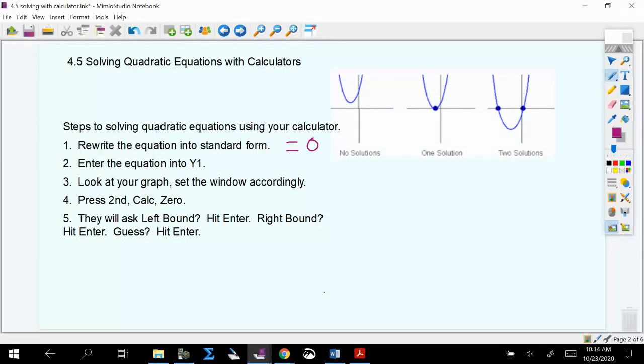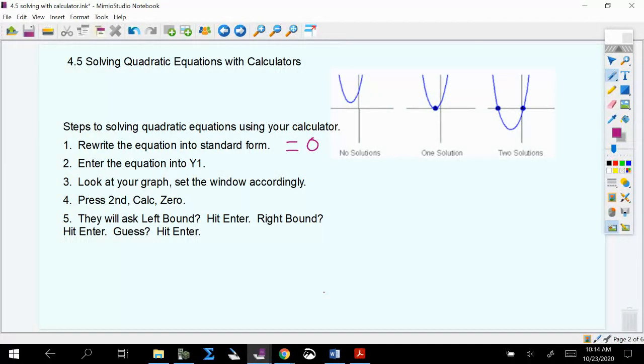Once you enter your equation into Y1, you're going to look at the graph, and I'm going to show you how you can move your window around. Your traditional window, your standard window, goes 10 in each direction. So 10 to the positive X, 10 to the negative X, 10 to the positive Y, 10 to the negative Y. Once you have that window, what you're looking for is where it crosses or touches the X-axis.